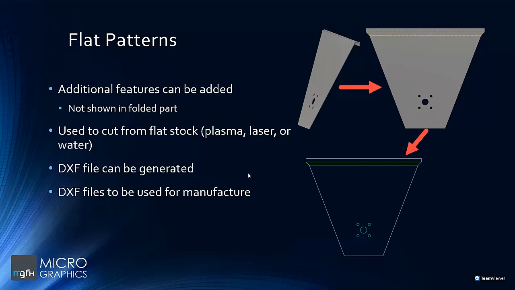Unlike using the unfold option to add features to your bent model, features added to your flat patterns stay in the flat pattern. They do not update back to the folded part. Once you've created flat patterns, you are then able to use Fusion 360's manufacturing environment to generate a CNC program to cut the profile from your flat stock.